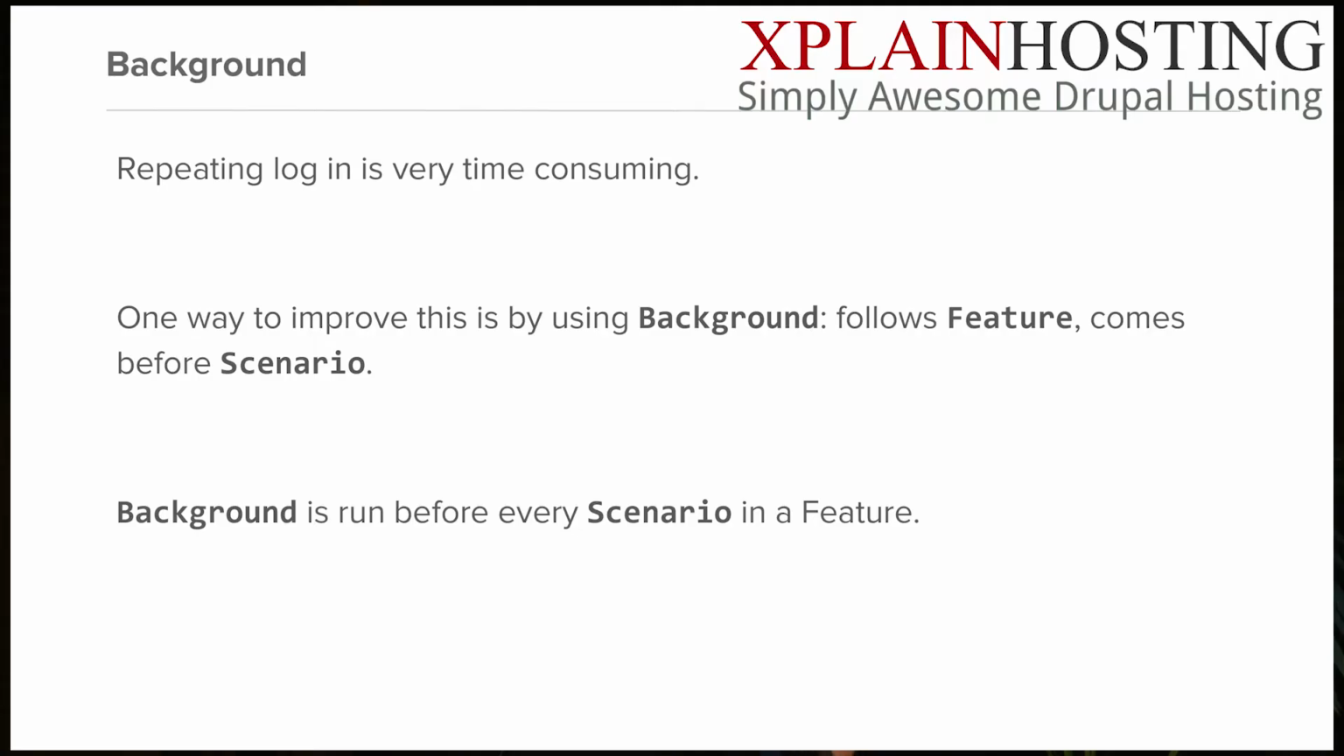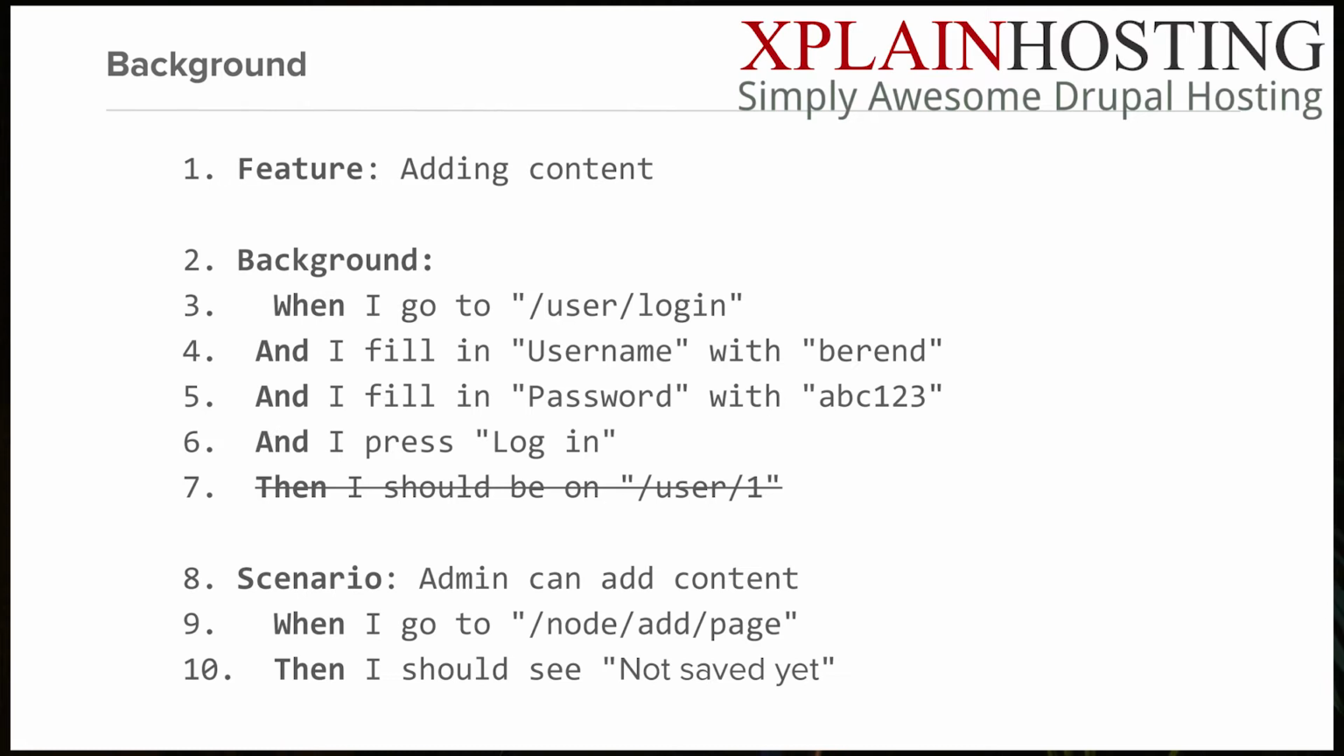A couple of methods. One is the background option in the feature file. A background is run before every scenario in that feature. For example, the feature here is adding content, and we have a background to log in. When I go to user login and I log in, and so on, and then I have my scenario. The scenario is that the administrator can actually add some content. So if I had multiple scenarios in this feature, the background gets run before every scenario. It's still a little bit wordy, so let's see if we can do better.